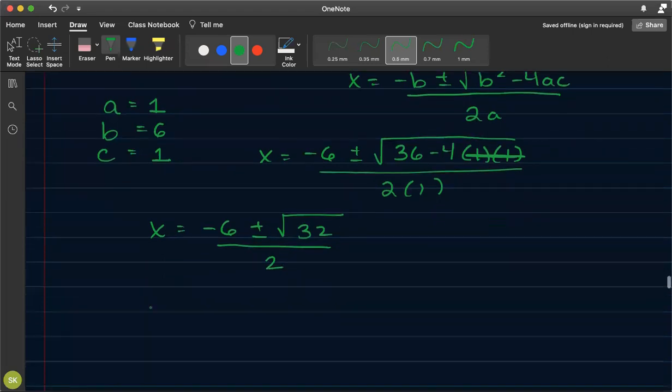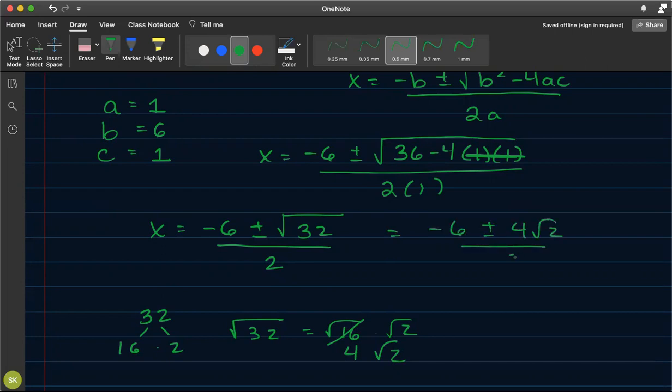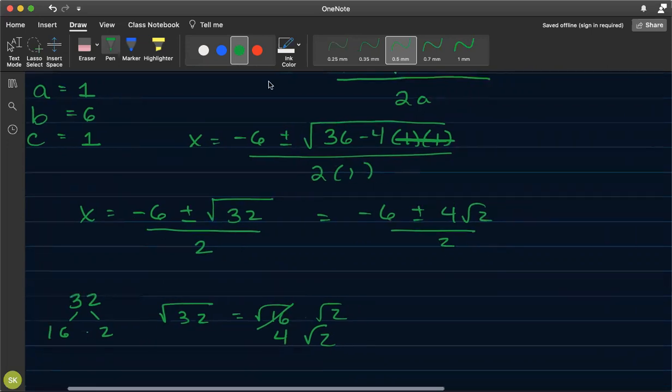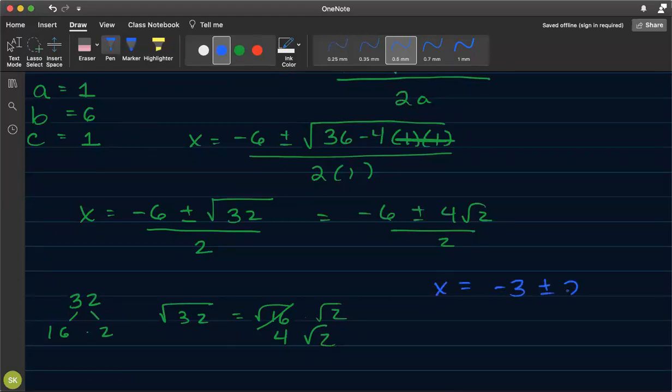Let's see if we can break this 32 up. So 32 is 16 times 2. So the square root of 32 is the square root of 16 times the square root of 2. The square root of 16 is 4. So instead of writing square root 32, we can say that this is equal to 4 root 2 over 2. And now notice that we have a 2 in common on the top and the bottom. So our final answer is x is equal to negative 3 plus or minus 2 root 2. I just divided everything by 2 to get rid of that. And here are my 2 answers.